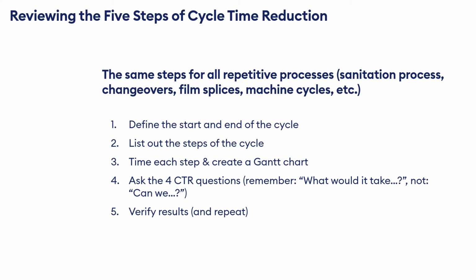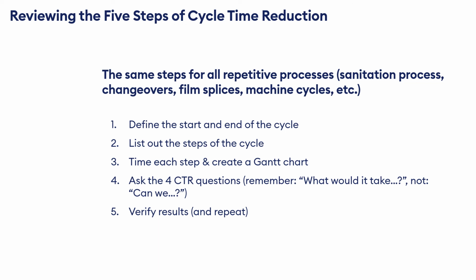To review the 5 steps we've discussed, they are: define the start and end of the cycle, list out the steps of the cycle, time each step and create a Gantt chart as a visual representation, take each step one at a time and ask the 4 cycle time reduction questions. Remember, frame those questions as what would it take, not can we? And finally, verify the results when you implement the changes.